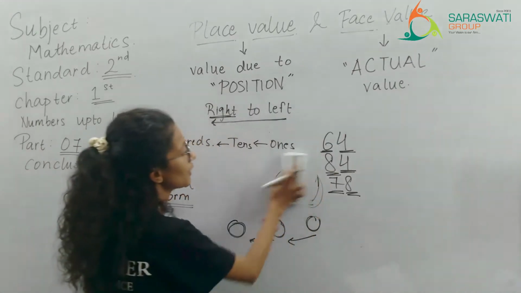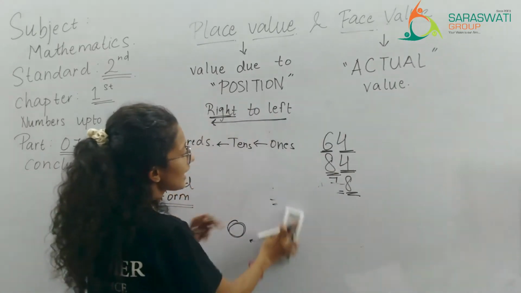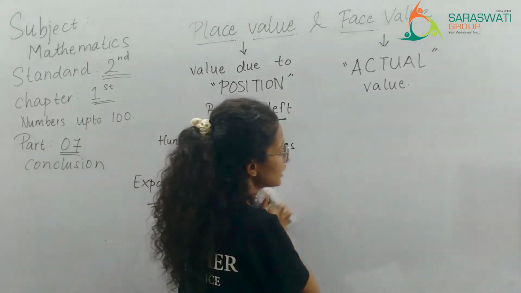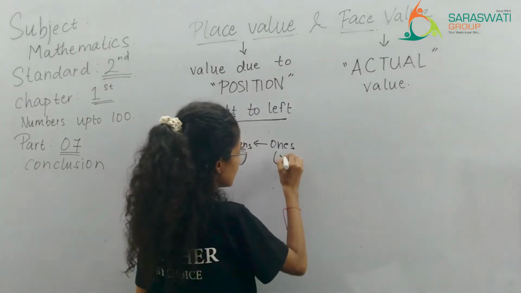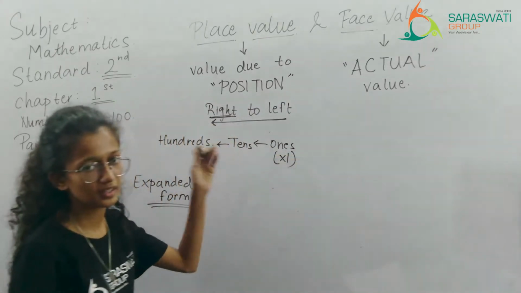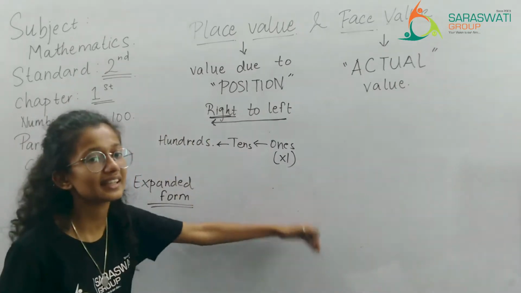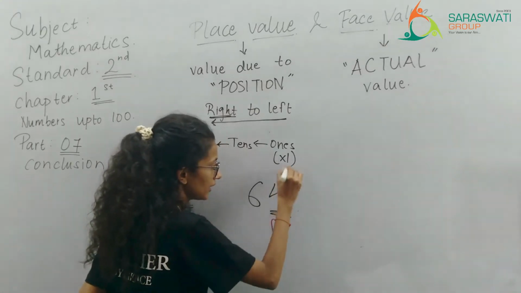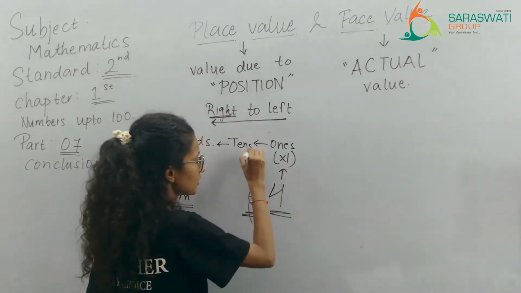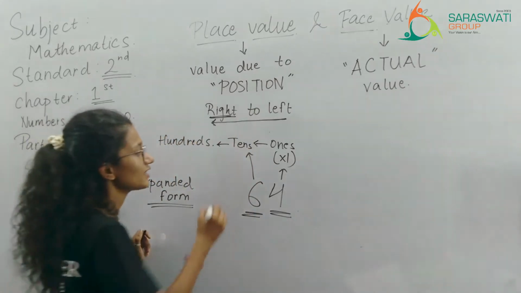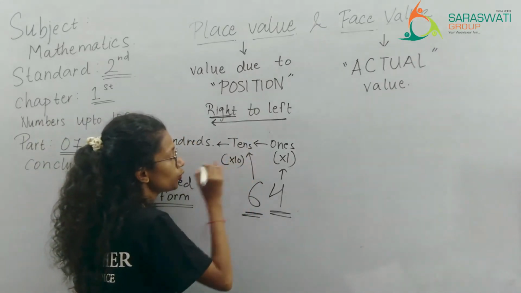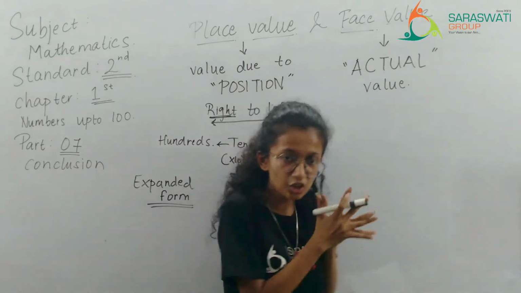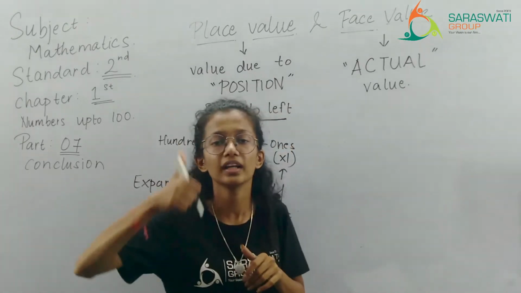Now the last digit is known as ones. It has the value of ones. The next one, the second digit from the right. In 64, 4 becomes ones, 6 becomes tens. Tens means into 10. You know, when 10 ones accumulate, they make 1 tens.